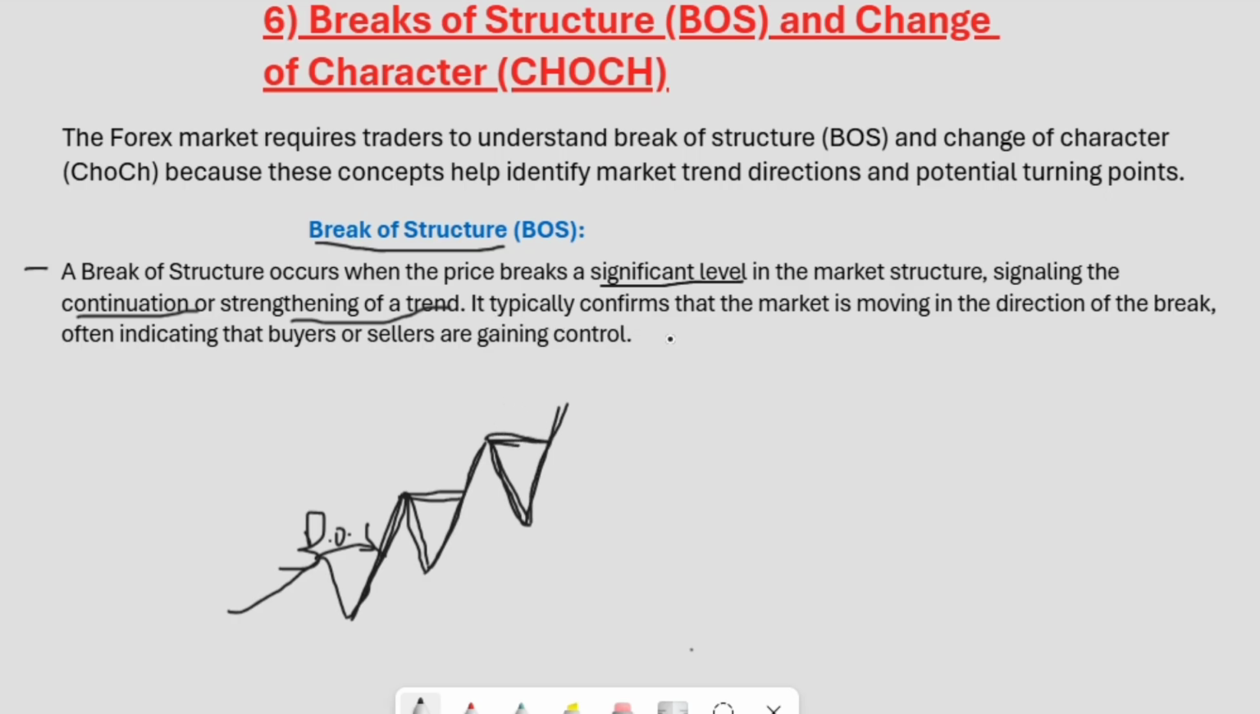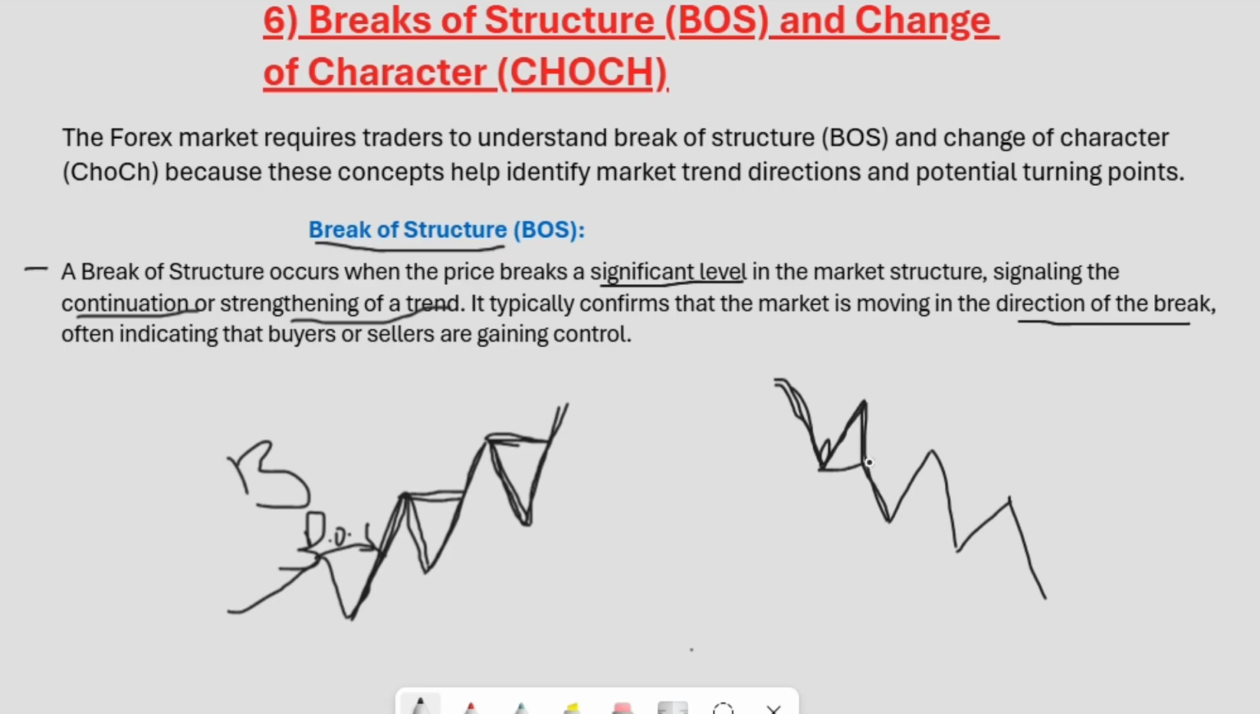It typically confirms that the market is moving in the direction of the break, often indicating that buyers or sellers are gaining control. This is a bullish move, which means that buyers are in control. On a bearish move, we have price moving down, showing retracement, down, retracement, down. So price came to this level and created a swing low. Remember, in a bullish trend it is a swing high, in a bearish trend, a swing low. Then price retraced, then came down, showing a continuation of sellers.